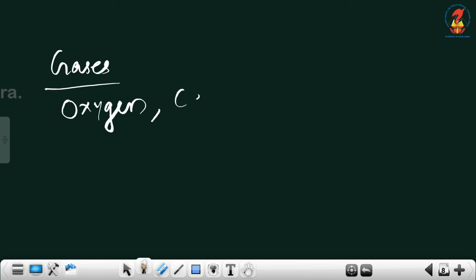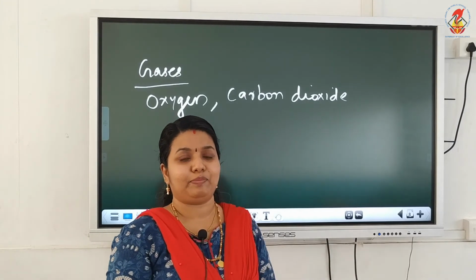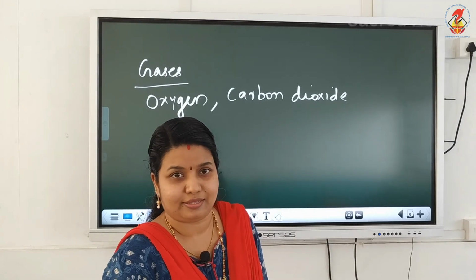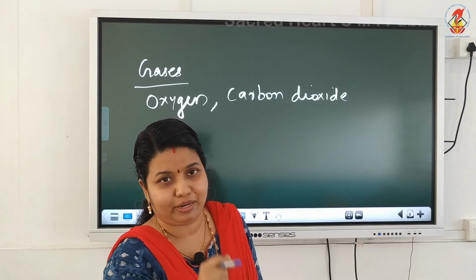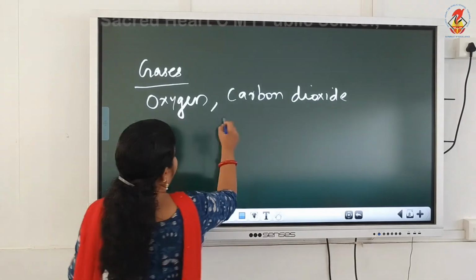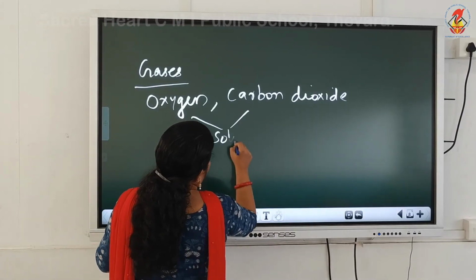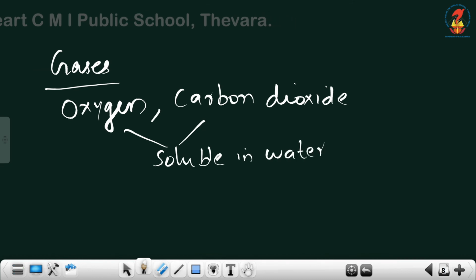Then what about carbon dioxide? Carbon dioxide is also a component of air. Is it soluble in water? Yes, that's why aquatic plants are capable of performing their photosynthesis. Aquatic plants prepare their food in presence of carbon dioxide that is dissolved in water. So two gases which are soluble in water are oxygen and carbon dioxide.